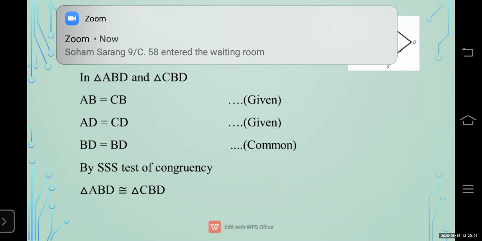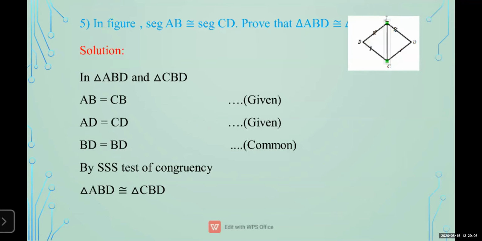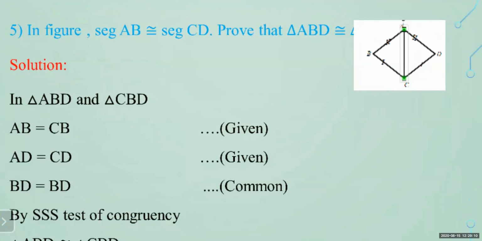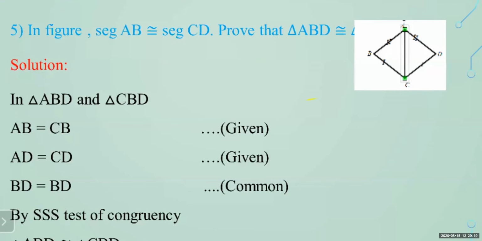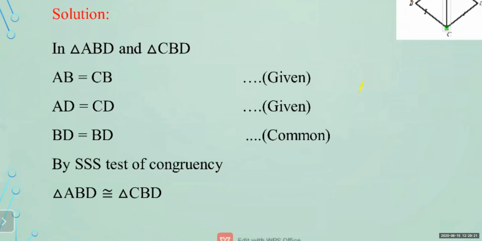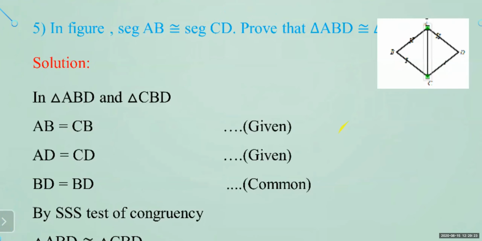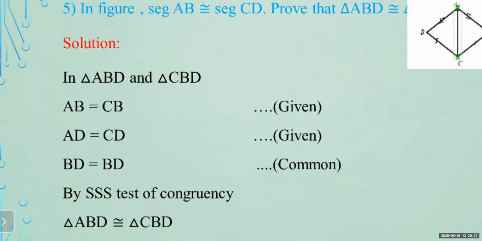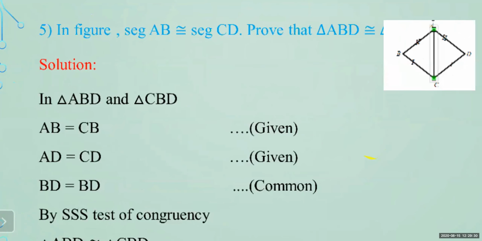In that, we can see that segment AB is congruent to segment CD. Okay, and we have to prove that these two triangles, triangle ABD and triangle ACD or CBD, are congruent. Okay.